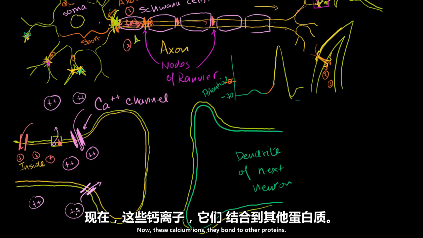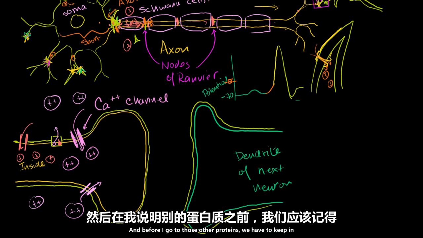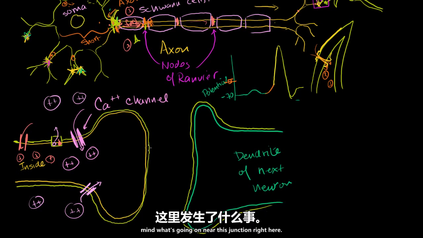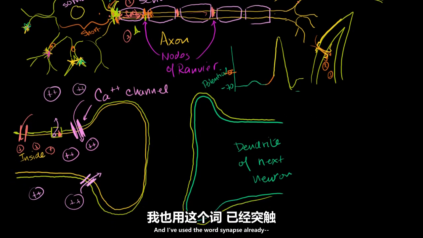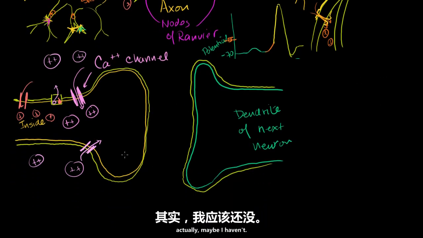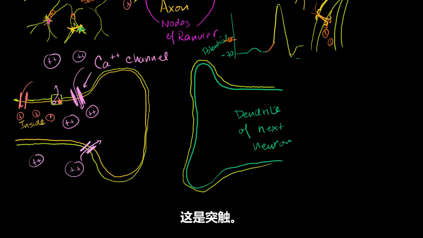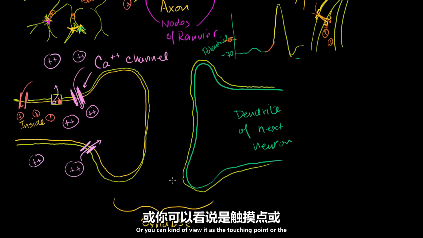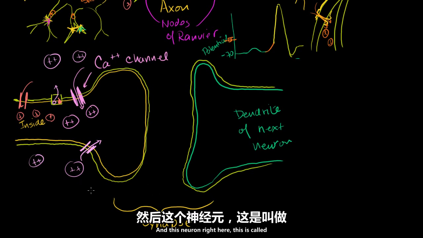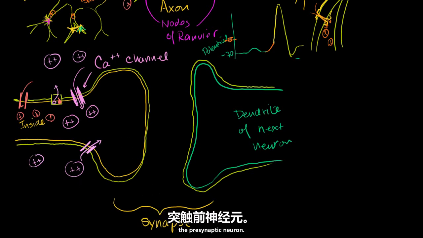Now, these calcium ions, they bond to other proteins. And before I go to those other proteins, we have to keep in mind what's going on near this junction right here. And I've used the word synapse already. Actually, maybe I haven't. The place where this axon is meeting with this dendrite, this is the synapse. Or you can kind of view it as the touching point, or the communication point, or the connection point. And this neuron right here, this is called the presynaptic neuron.